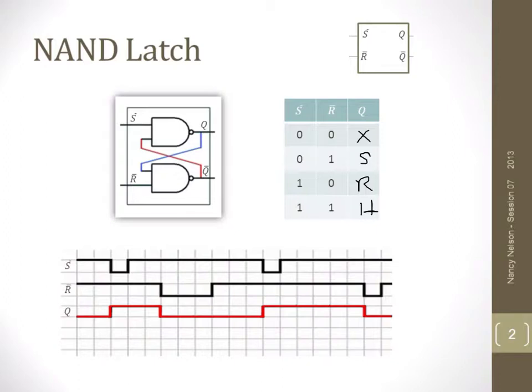If for some reason both inputs become active at the same time, the latch will become unstable and will stay that way until it gets a valid set pulse or a valid reset pulse. We should do everything that we can to prevent these inputs from going low at the same time.